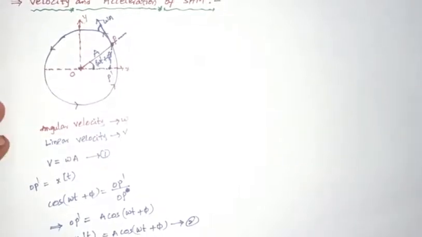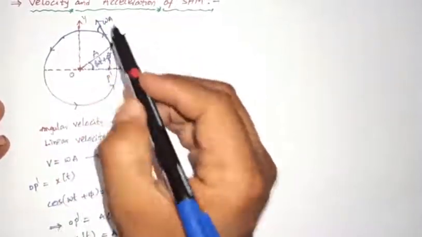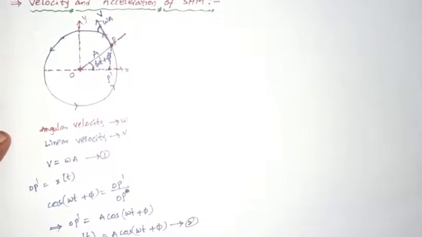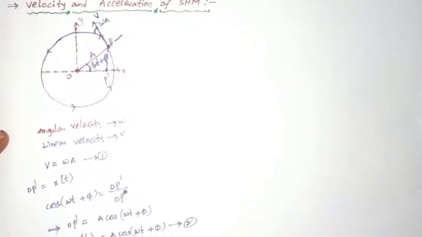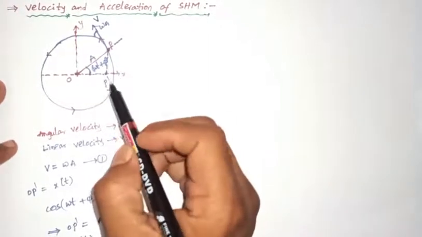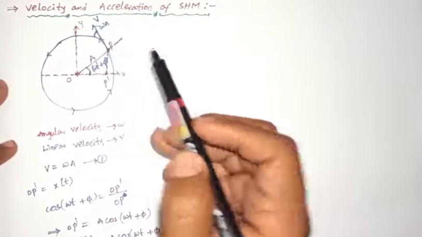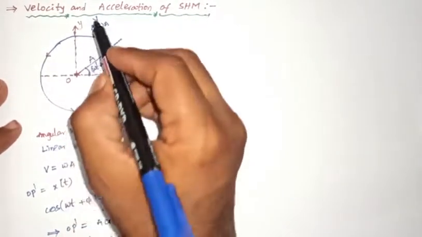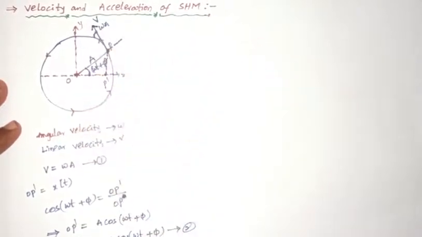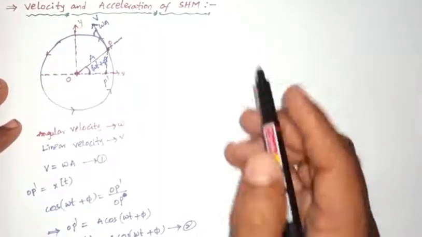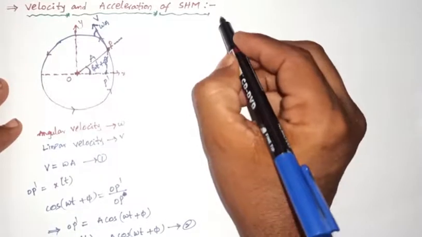Again, the particle moves with linear velocity v. Geometrically we can find the linear velocity at a point at time t. The linear velocity is along this direction, and we can also take the differentiation directly.